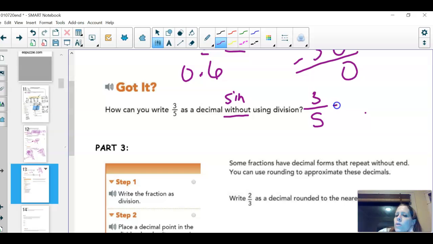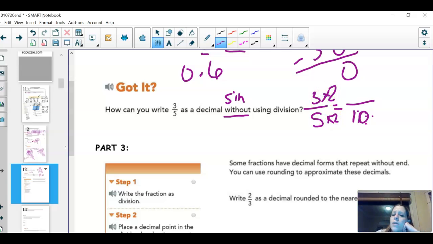Okay? So I want something with a 1 and with at least 1 zero, or maybe 2 or even 3. I want décimas, centésimas, milésimas, diez milésimas, algo como esto aquí. Okay, I want tenths, hundredths, thousandths, ten-thousandths, something like that here. Well, I see I can multiply by 2 and get 10. Okay, 5 times 2, whatever I do to the bottom, I have to do to the top.